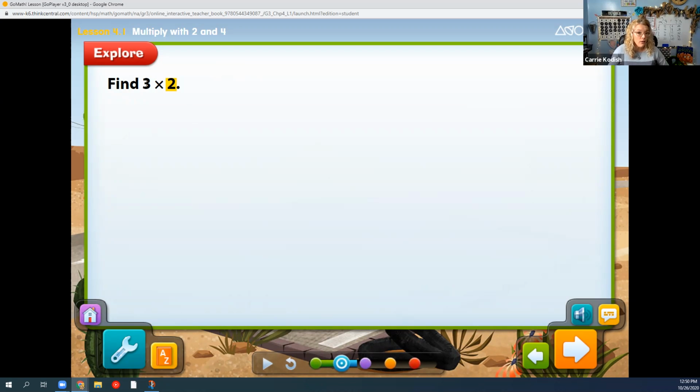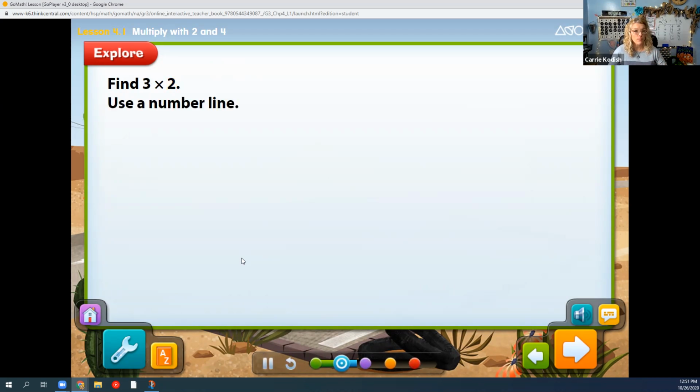It means 3 2s, so 3 2s, 2 plus 2 plus 2. Or remember the CPM property says I can switch these around and still get the same answer. So let's switch it around. Or you could say 3 2s or 2 3s. So that's what I saw on a lot of whiteboards, 3 plus 3. Perfect. Okay, keep on thinking. And how many there are in all.